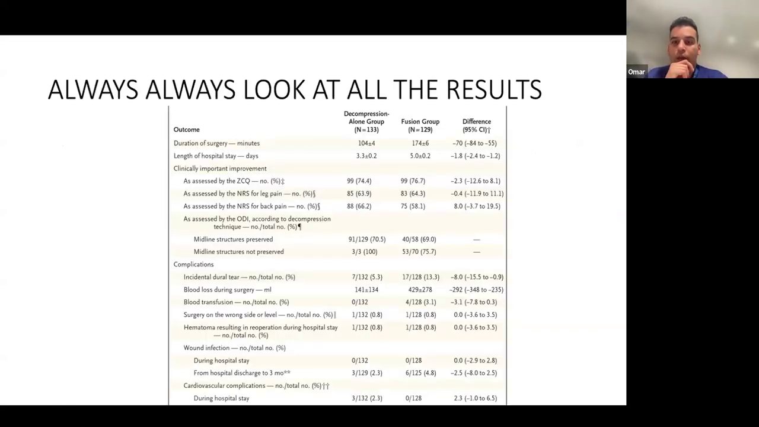And always look at the results table. So you see here, analyze each bit. Length of stay, yes, there was a clear difference. Duration of surgery, clear difference. Clinically important improvement, no real difference, right? But more importantly, let's talk about these confidence intervals. What do you guys think of these confidence intervals?